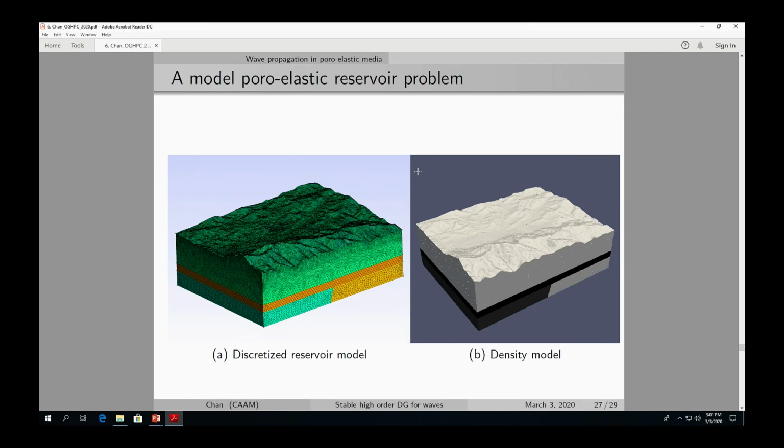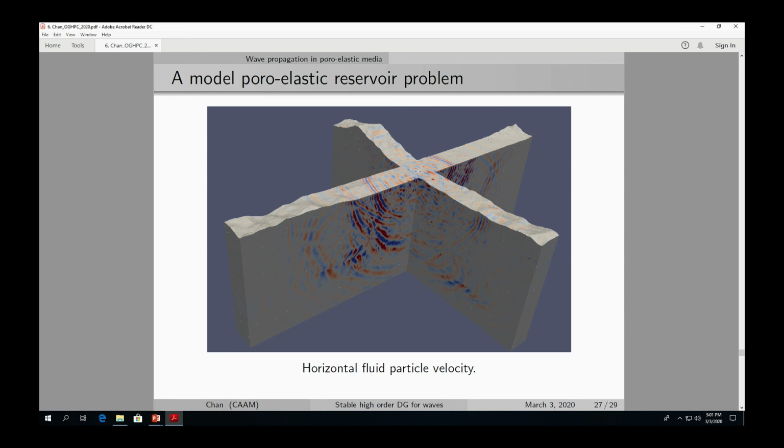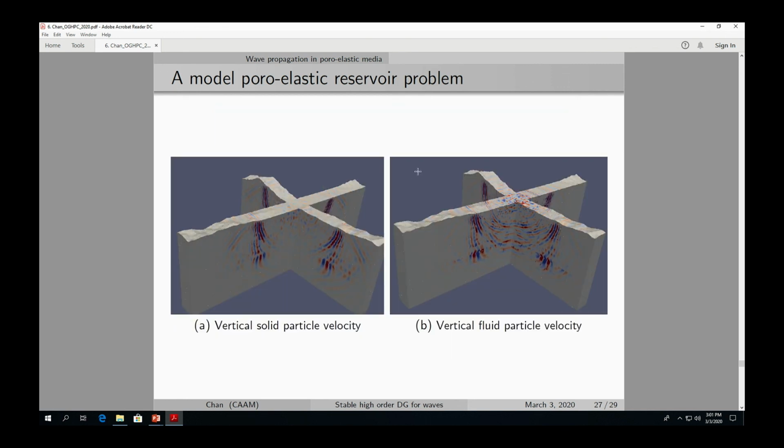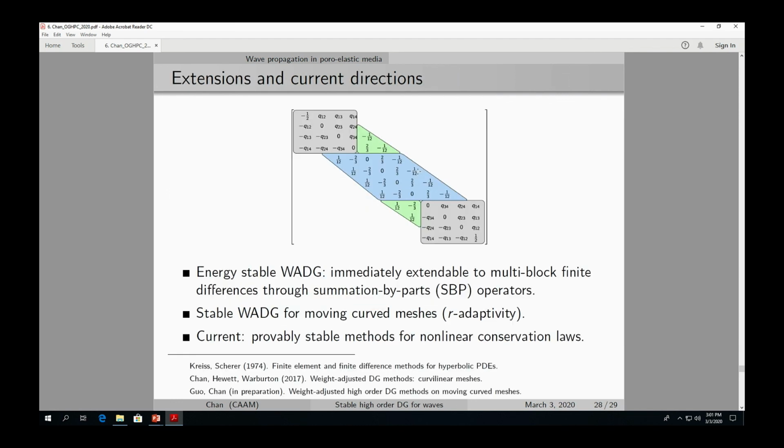If we go on, we can take a look at a more realistic simulation. Here is a model reservoir problem geometry that Raj set up. And we have a couple of media heterogeneities inside there, fault lines and so on. If we look at something like the horizontal fluid particle velocity, you can see waves that propagate, and the horizontal solid particle velocity propagates slightly faster. It remains stable. We expect it remains higher order accurate. We obviously don't have an exact solution in this case, but things look essentially like they should, and we're working on validating these methods right now.